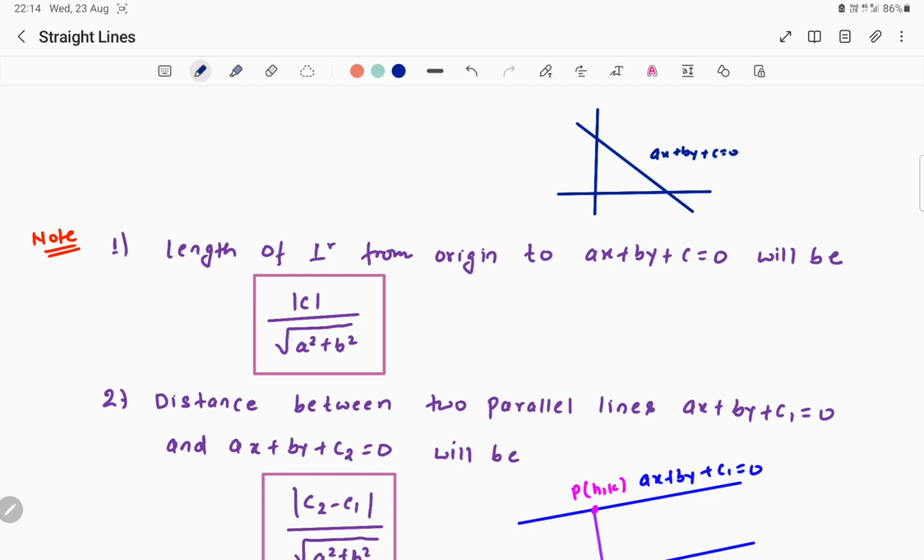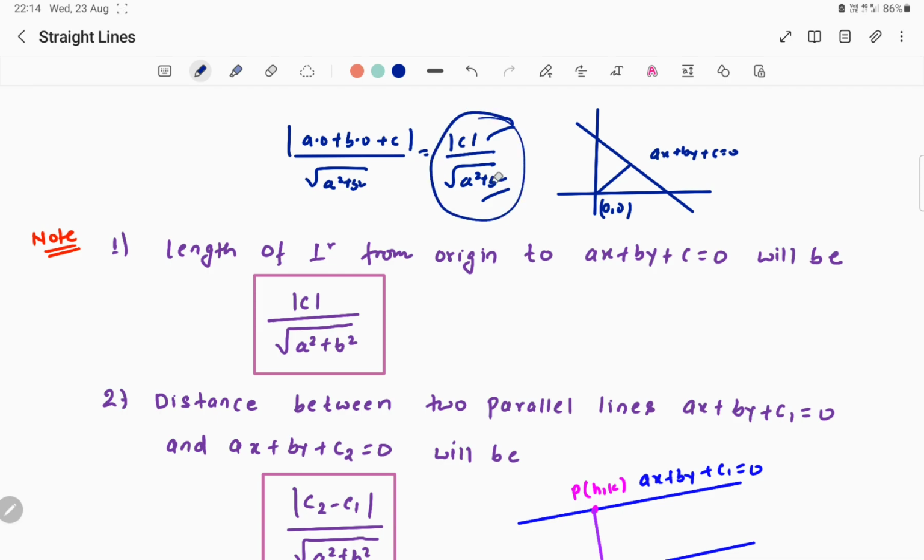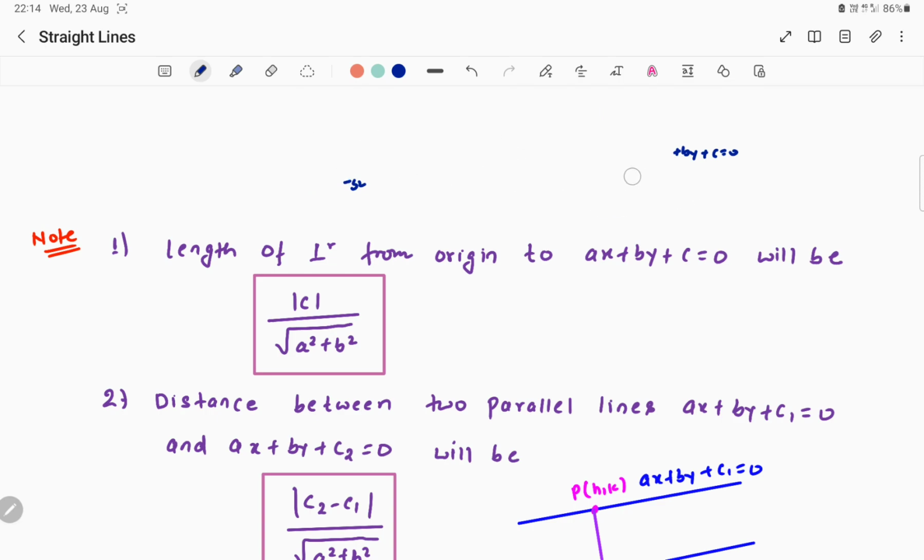So last class we discussed the formula. If you want to find the perpendicular distance, in place of x we substitute x1, in place of y we substitute y1. So our perpendicular distance will be given as a into 0 plus b into 0 plus c divided by root under a square plus b square. So we got mod c by root under a square plus b square. We are talking about length only, so mod is a positive quantity and this is a positive quantity. And last time from the normal form equation also we got exactly the same thing.